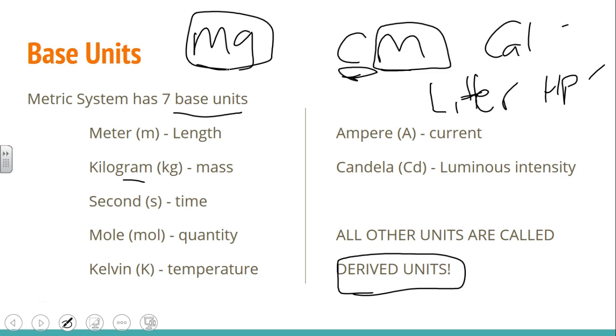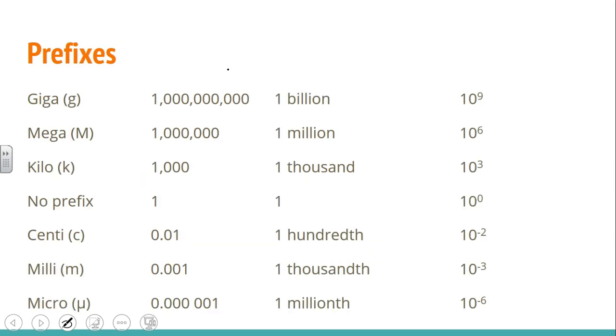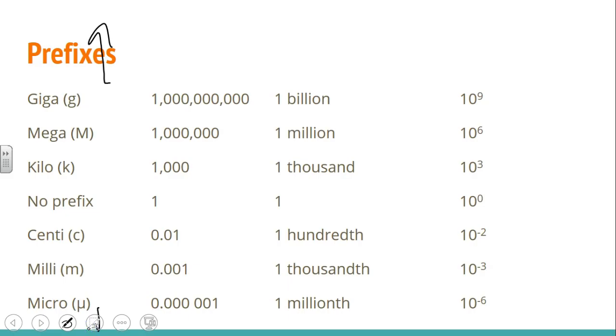Okay, now this brings up a good point about prefixes. The metric system has a whole bunch of prefixes. There's a whole bunch that extend up, and there's a whole bunch that extend down below these.